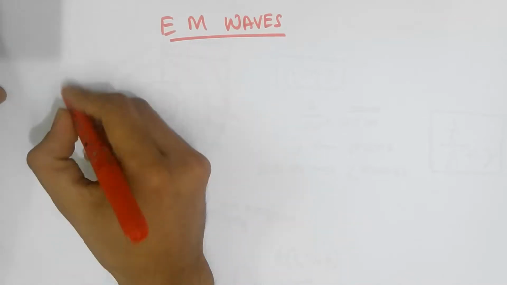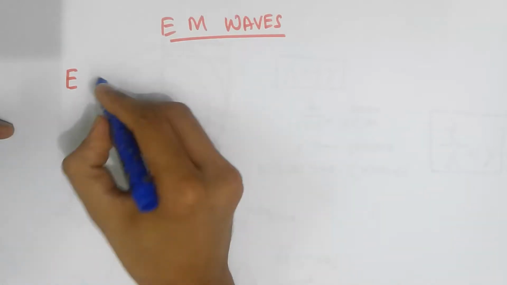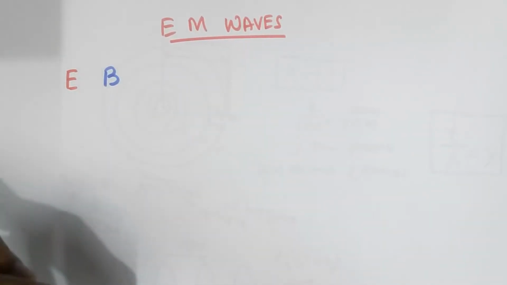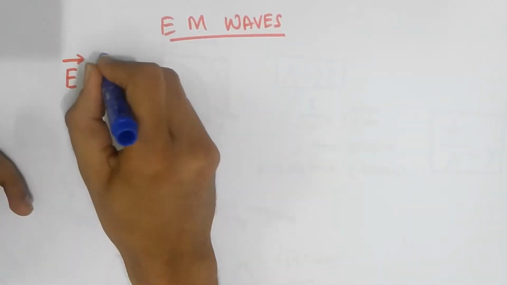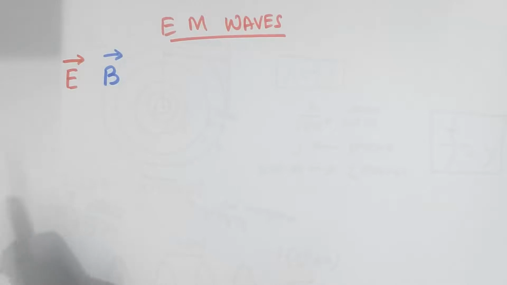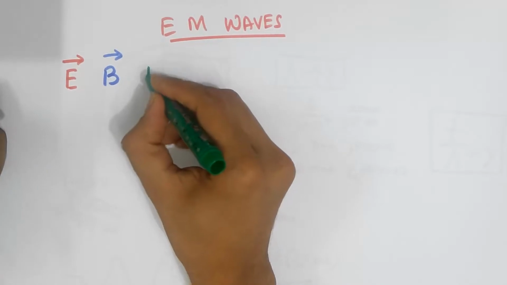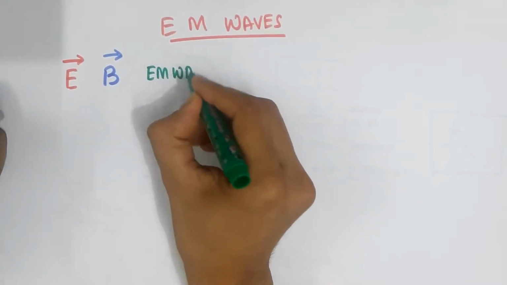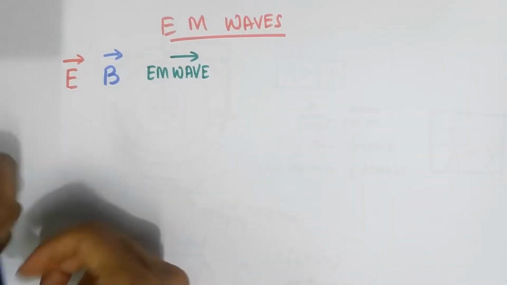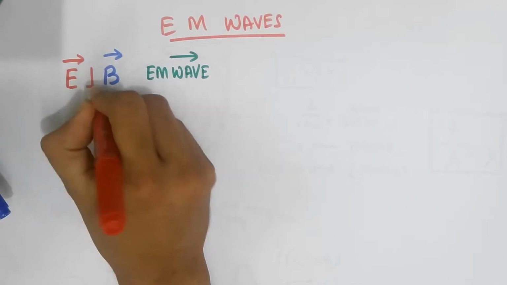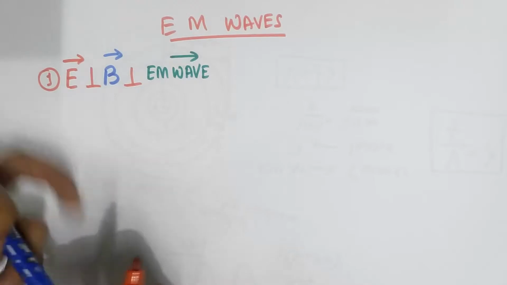The first rule is about the electric field, the magnetic field, which I'm going to represent with blue, where the magnetic field stands for B. The direction of the electric field, the direction of the magnetic field, which I'll put vectorially, and the direction of propagation of the EM wave. I'm going to put an arrow to show their directions. All three must be mutually perpendicular to each other. That's rule number one that electromagnetic waves have to follow.